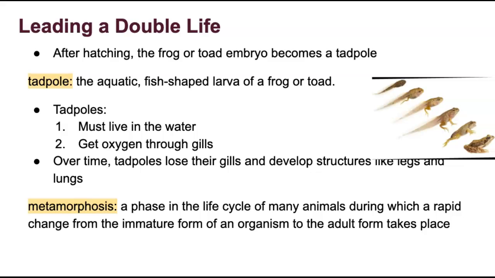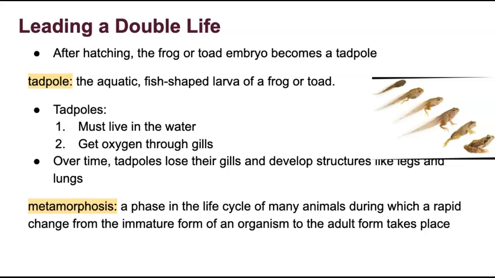After hatching, a frog or a toad becomes a tadpole. Now we all probably can close our eyes and picture a tadpole. It's a fish-shaped larvae, and it has to live in water. It gets its oxygen not through lungs at this point, but through gills. And then over time, those tadpoles will lose their gills and they will develop structures like legs and lungs that allow them to be successful out of the water.